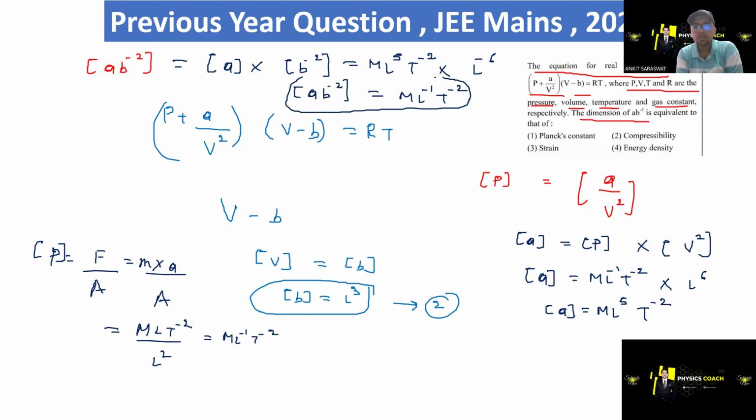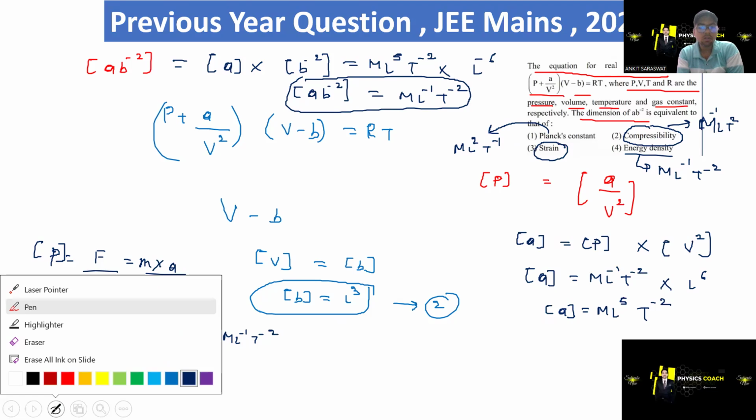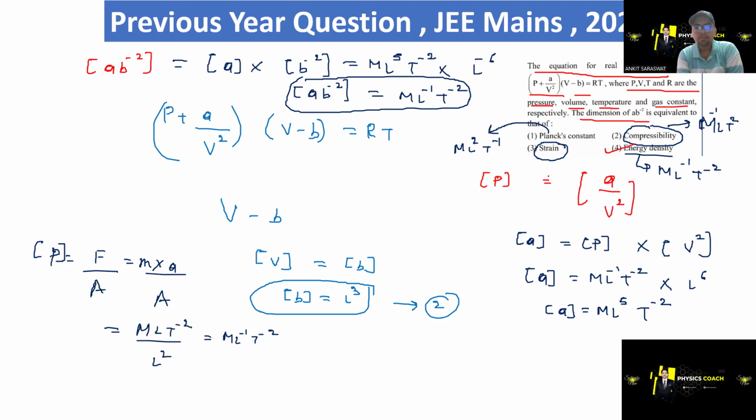Let's look at this. The dimension of Planck constant is ML²T⁻¹. Strain has no dimension. Compressibility has dimension M⁻¹LT². Energy density has dimension ML⁻¹T⁻². So which option is correct? Option D.